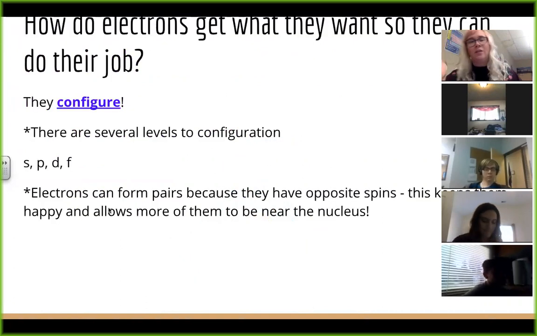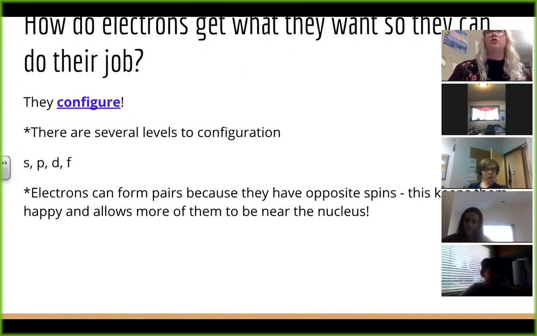So how can electrons basically get everything they want? How can they be close to the protons, but not near each other, right? And then give atoms these properties. Well, they do something that's called configuring, right? And there are several levels to this configuration. They are called S, P, D, and F.